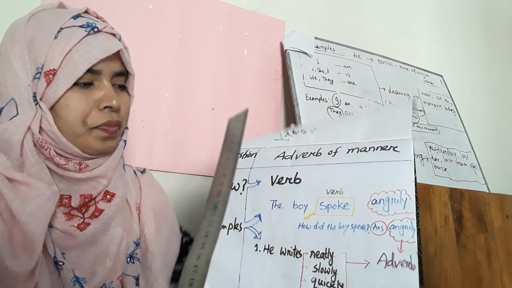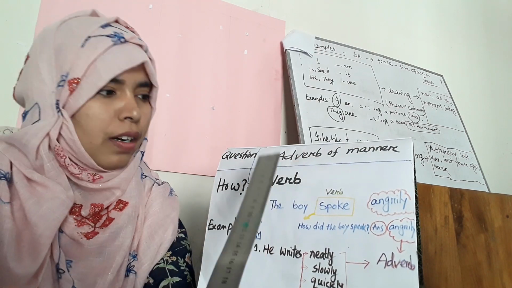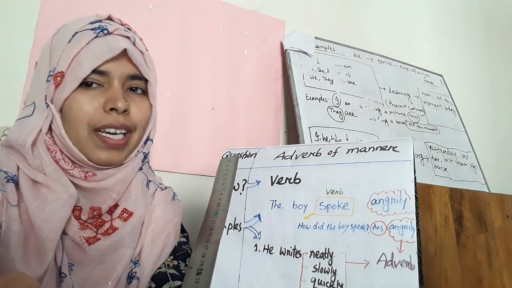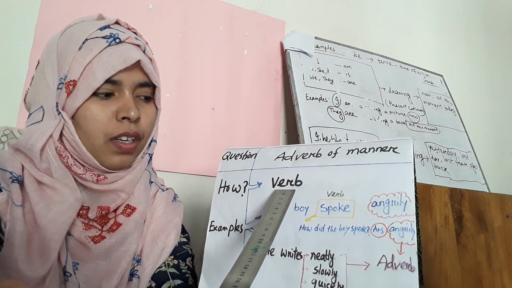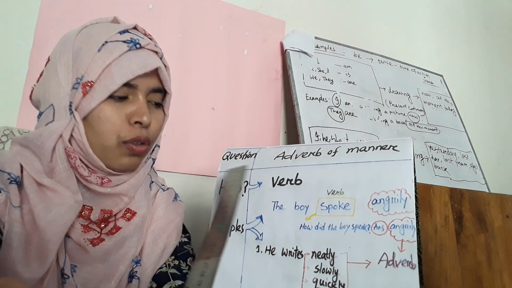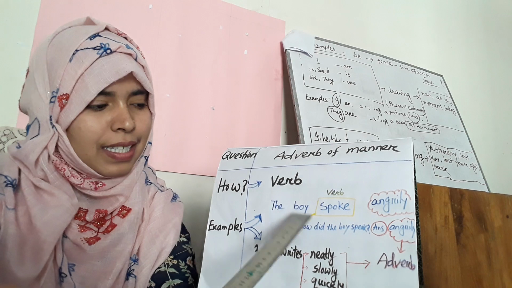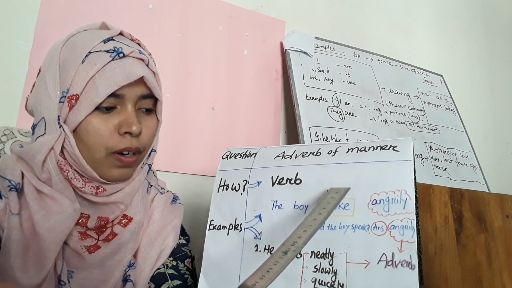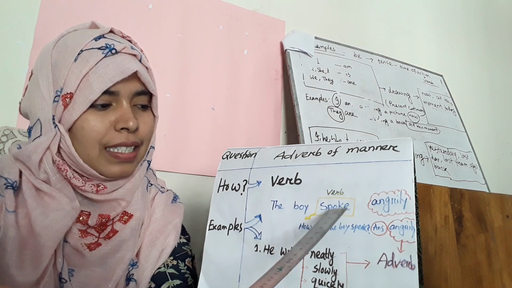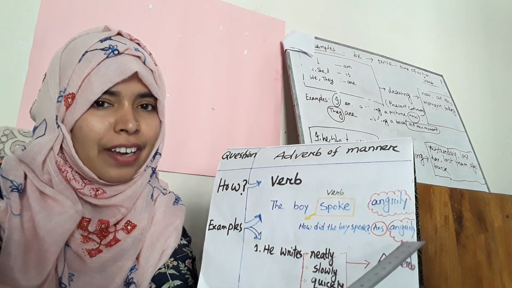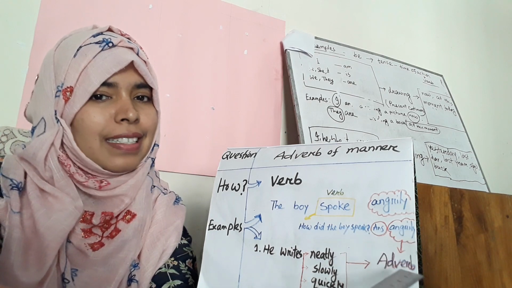You see how to get adverb of manner. First we have to make a question to the verb. The question is how. So we will ask how to the verb. So let us see an example. The boy spoke angrily. Here spoke is the verb. So if I ask the verb, how did the boy speak? The answer is angrily. So here angrily is an adverb.